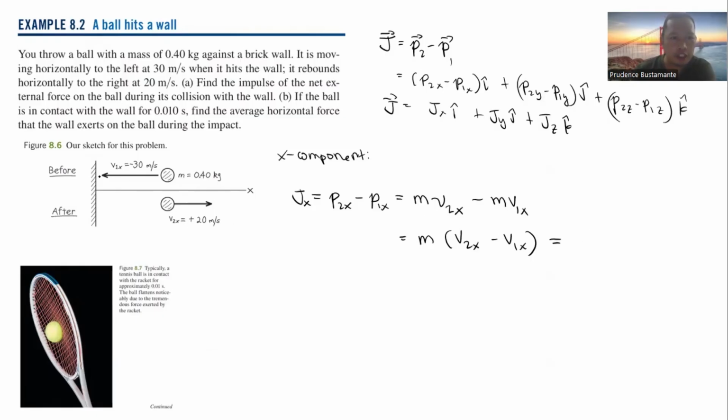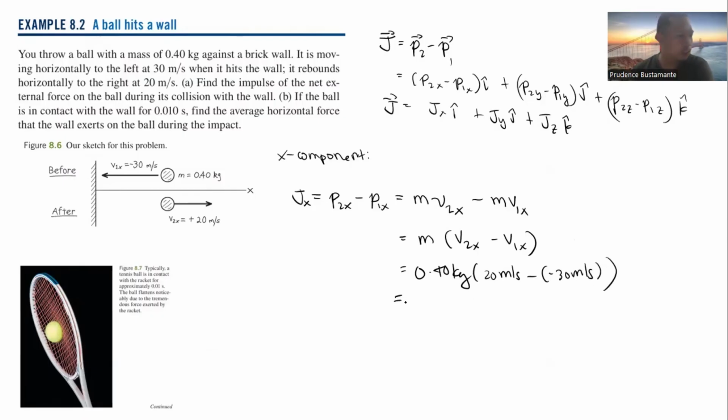We have the initial and the final values. The ball went to the wall and then bounced back, so this is before and after. We have the mass of the ball, 0.40 kilograms, multiplied by the final velocity, which is positive 20 meters per second, minus the initial velocity, which is negative 30 meters per second.